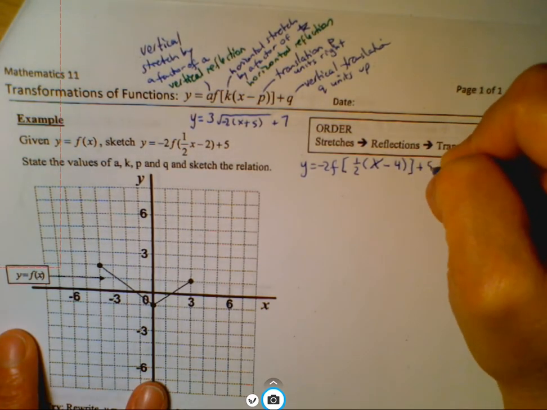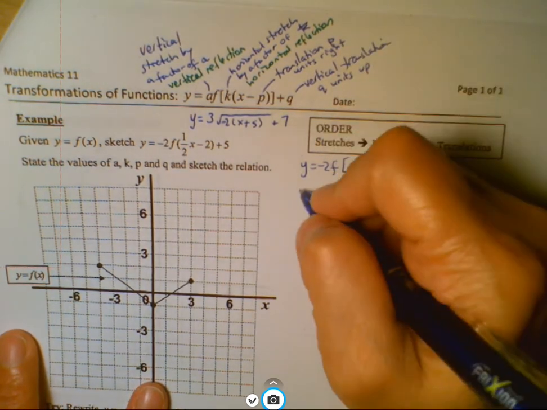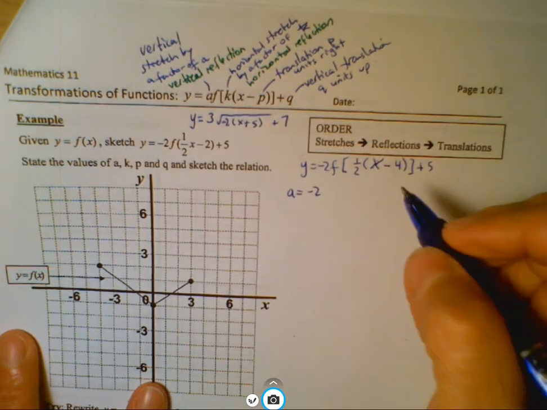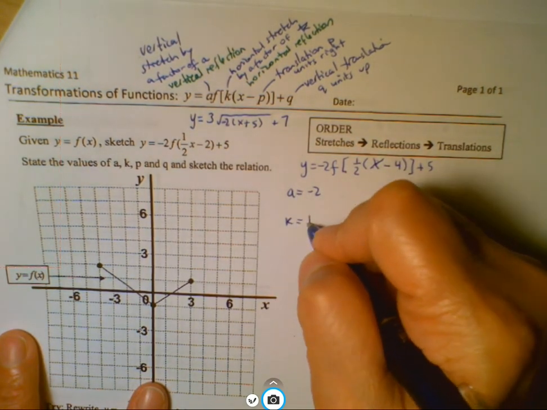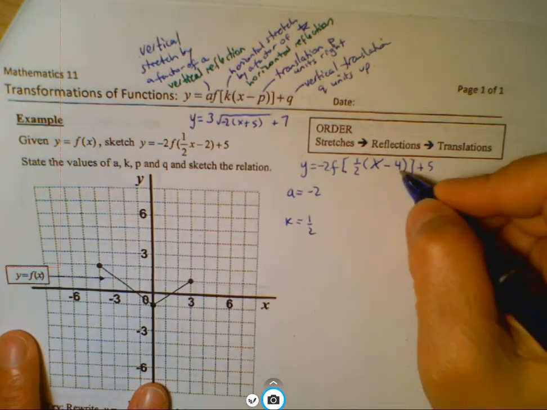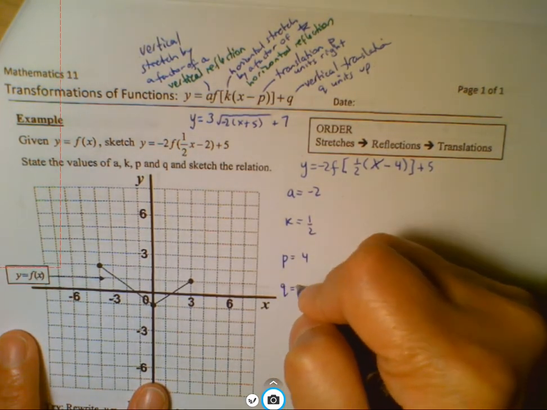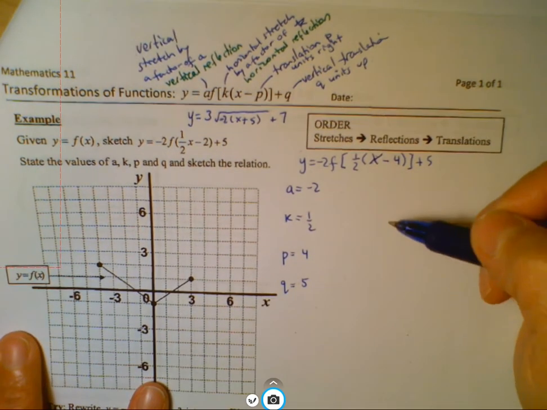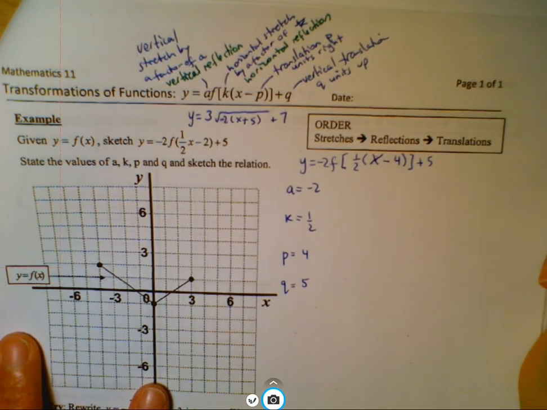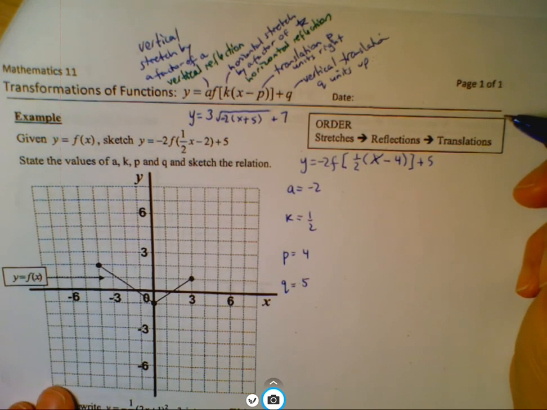And now that I've factored out the k, I can see that the a is negative 2, the k is 1/2, the p is 4, and the q is 5. Okay, so only after I factor out the k can I actually see what they all are. So first things first, we're going to write out what that means.